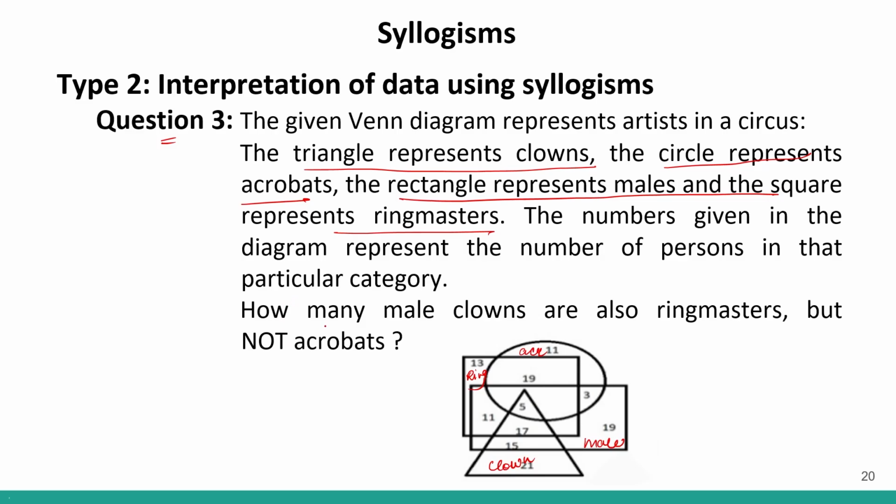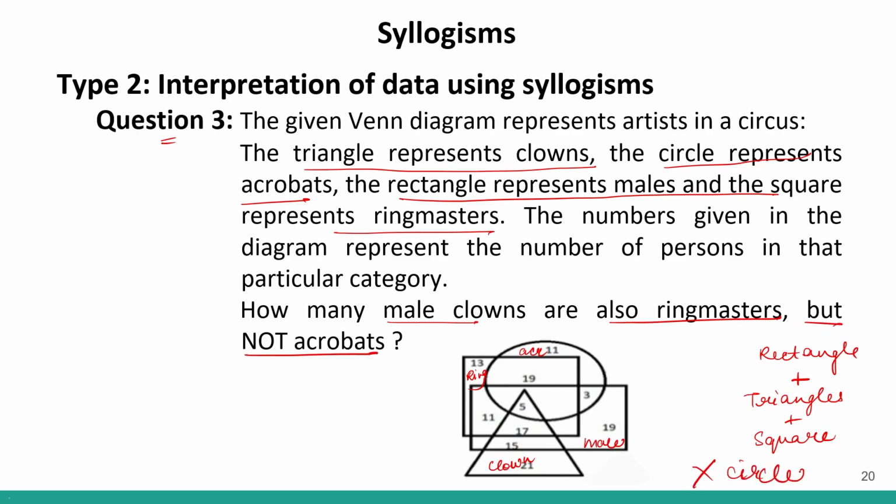Now, the question is how many male clowns are there? Male means it should have a rectangle. Correct? Plus clowns. Clowns means triangle. So rectangle plus triangle. That are also ringmaster. So ringmaster is square. Correct? So rectangle plus triangle plus square, but not acrobats. That means circle should not be there. So we have to find an area that has rectangle, triangle, square, but not circle.